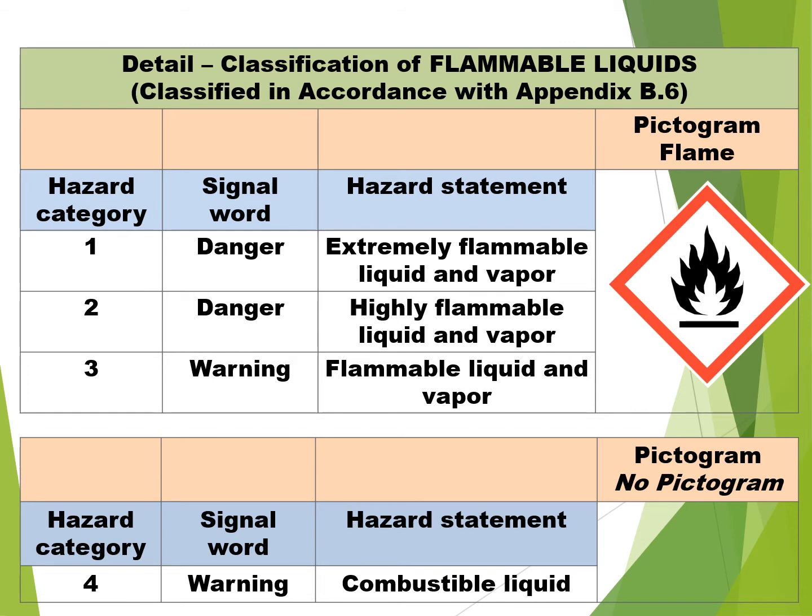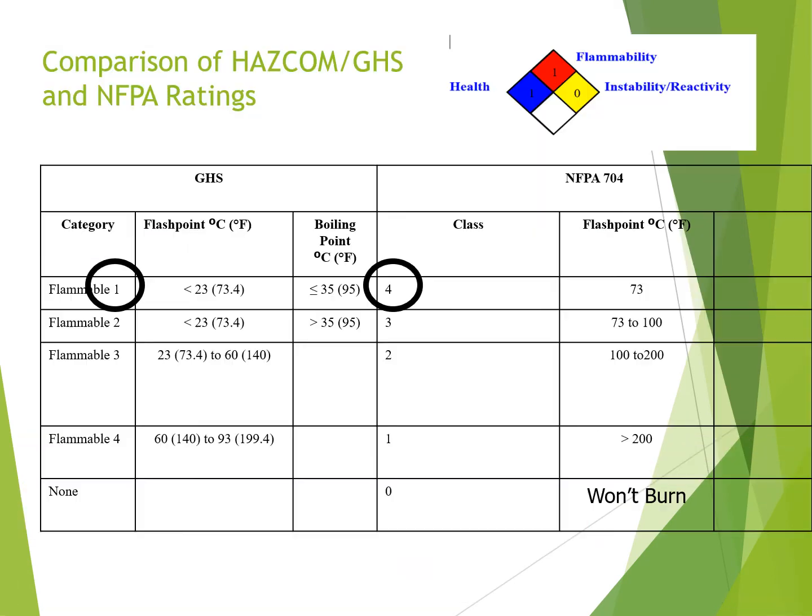And here's an example of flammable gas, and you'll see that there's hazard category 1, 2, 3, and 4. 1 is something that's very flammable. A 4 is something that's just combustible that you don't really have a lot of hazards from.